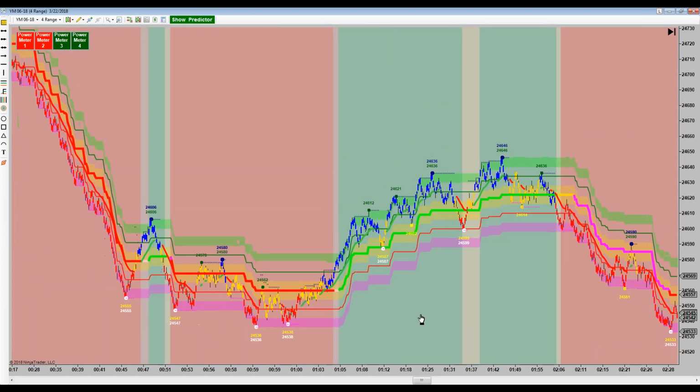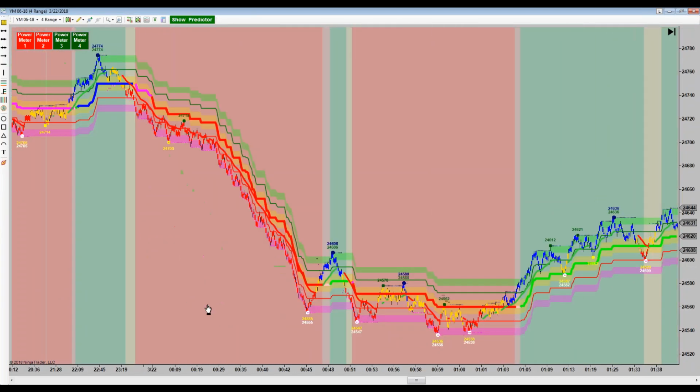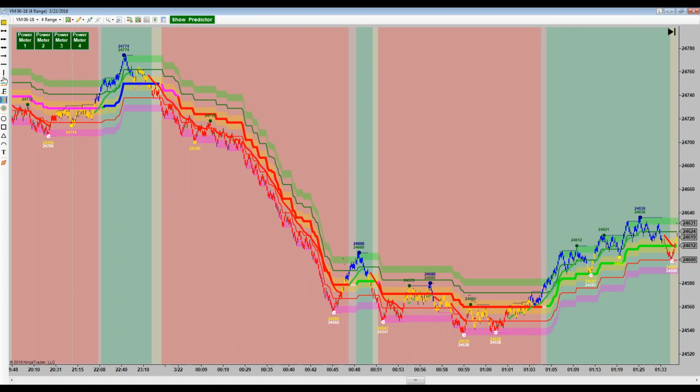Now, I'm here in California, so you can see on YM as an example, midnight Pacific time was right here. This is the beginning of the European trading session. You can see that the YM contract went into a very pronounced downtrend.